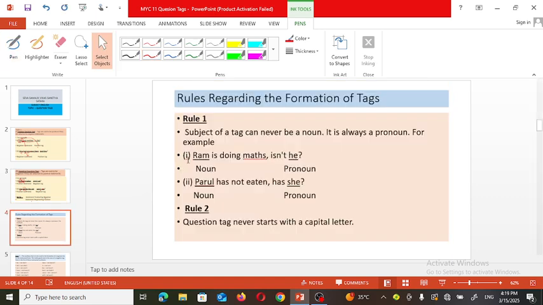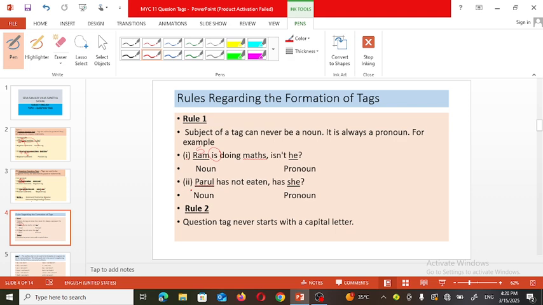Now see the other rules. First rule. With the help of the example, you will be able to understand the rule. Ram is doing maths. Here the subject is Ram, meaning he, and the to be form is used, so the sentence is in present continuous tense. So our tag will be isn't he, question mark. So the statement will be: Ram is doing maths, isn't he?